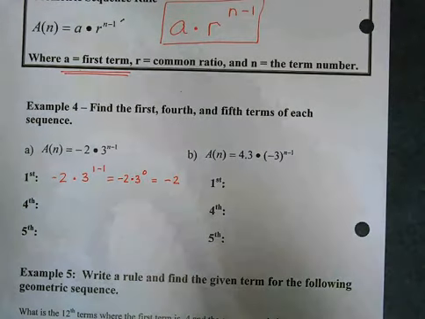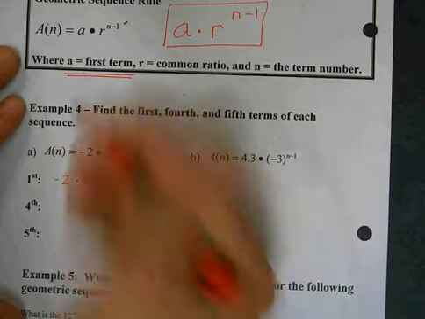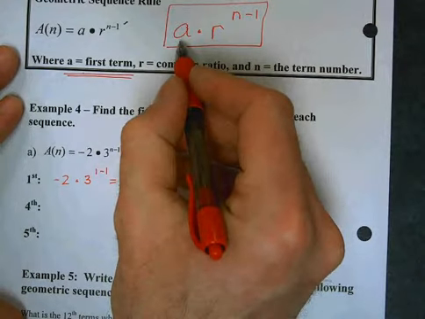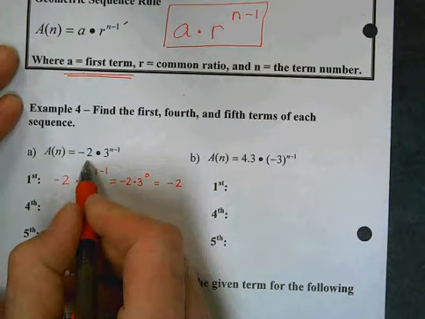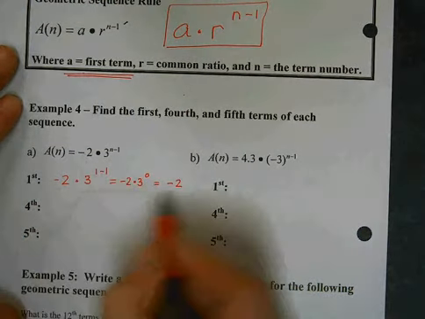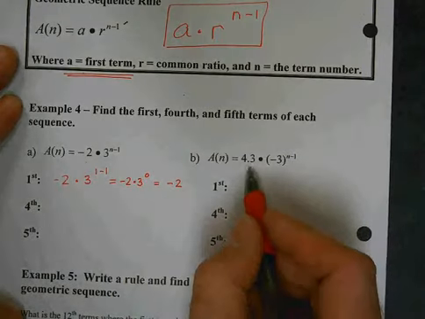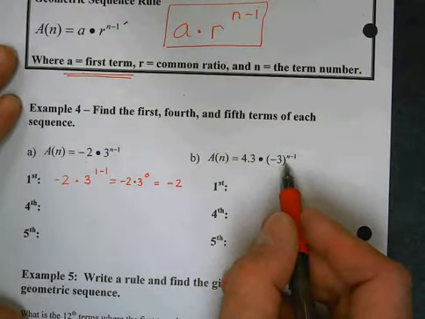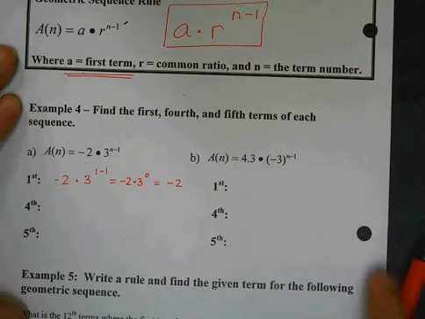All right. Now, what did I tell you up here in this formula? What does the a represent? Look at our formula here. What's the first term? Negative 2. Do I need to do all this work? No. Look over at the second formula: 4.3 times negative 3 to the n minus 1. If I ask you what the first term is, how do you answer?